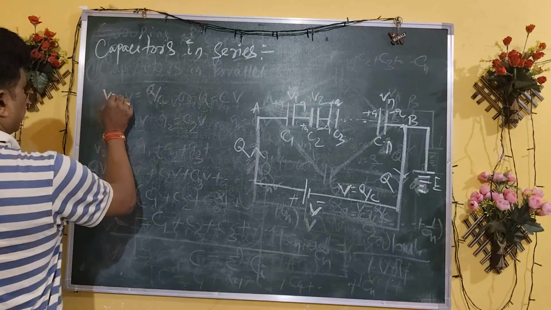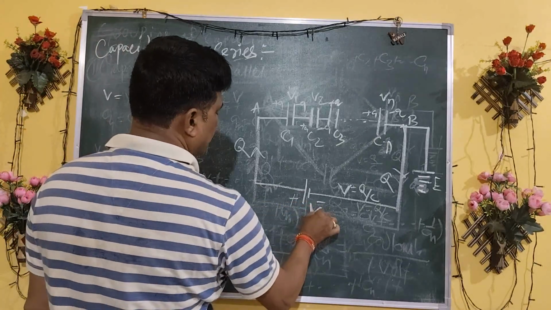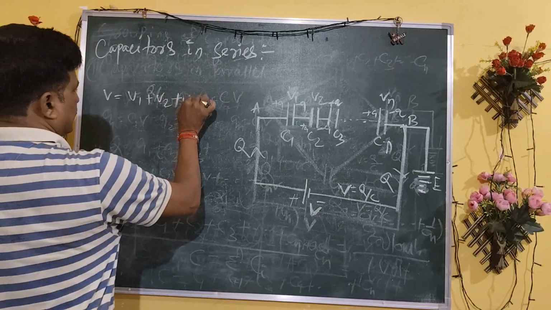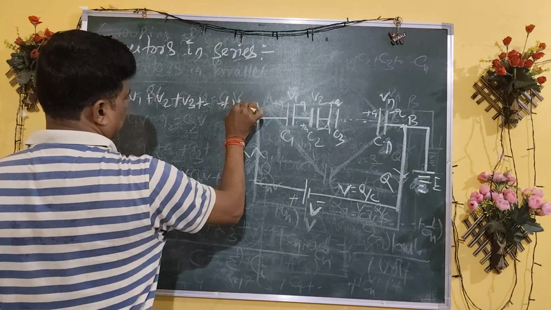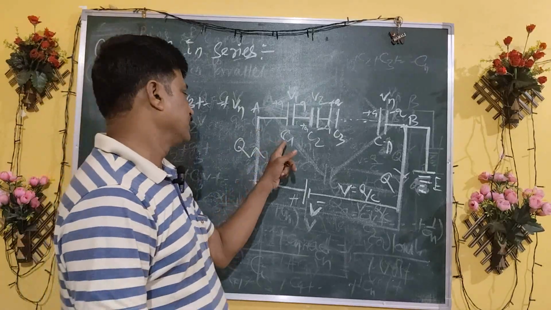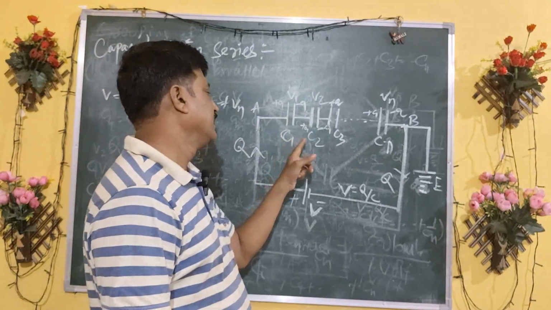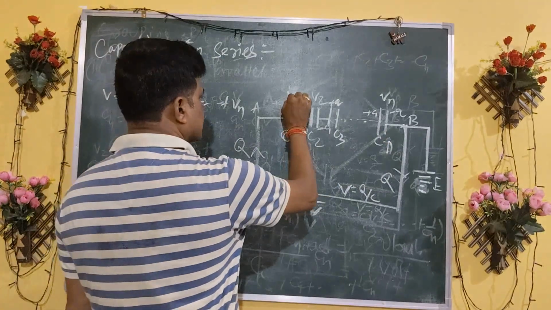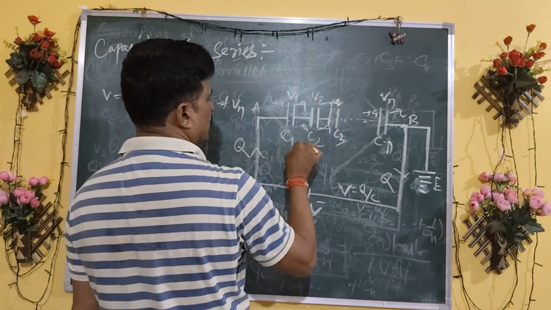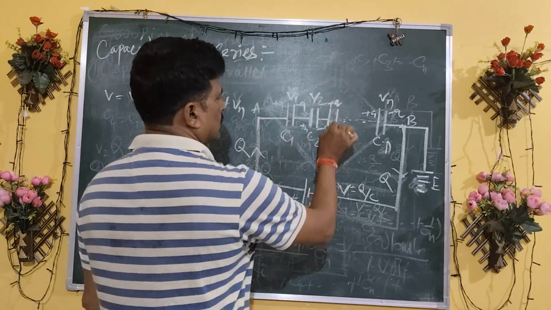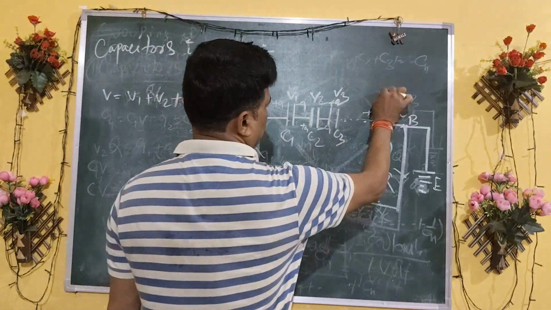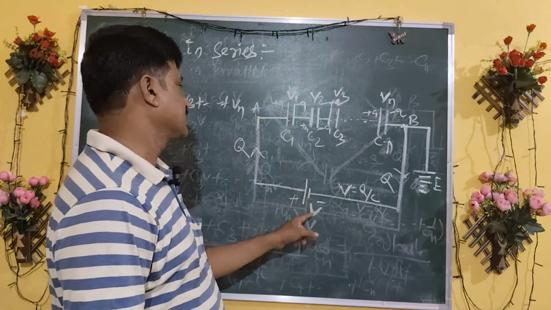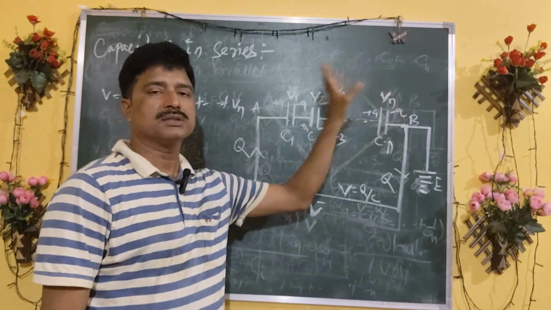Here we are taking the potential. That means the net potential V is equal to V1 plus V2 plus V3 plus dash plus Vn. As we know, the capacitances are C1, C2, C3 and Cn. There are n number of capacitors connected. The potential difference across the first capacitor is V1, across the second capacitor V2, across the third capacitor V3, and similarly for the last capacitor Vn. So the net potential V is equal to V1 plus V2 plus V3 plus Vn.